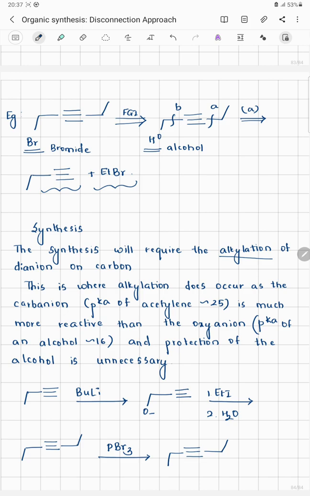This is where the alkylation occurs as a carbanion. Why this will happen is because the pKa of the acetylenic system is approximately 25. That is much more reactive than the oxyanion system, because the oxyanion has a pKa of almost just 16. This means the acidity of the acetylenic system is more than that of the oxyanionic system, and the protection of alcohol becomes unnecessary here.